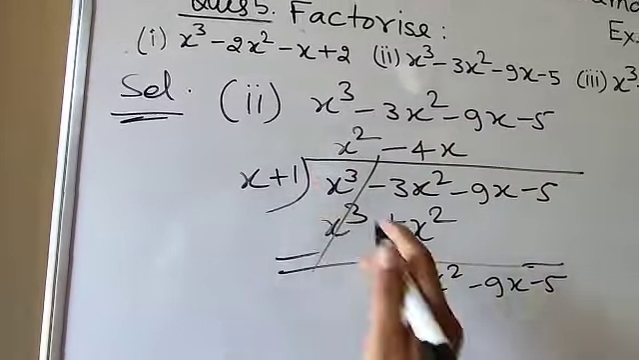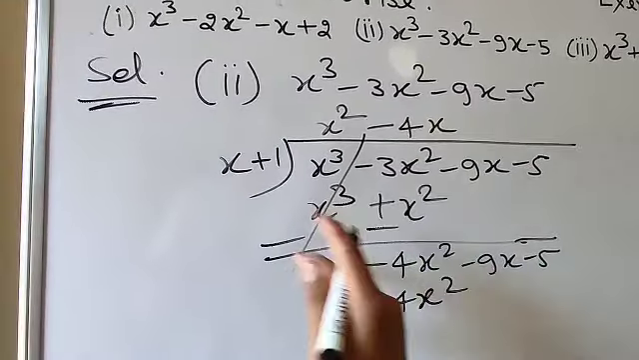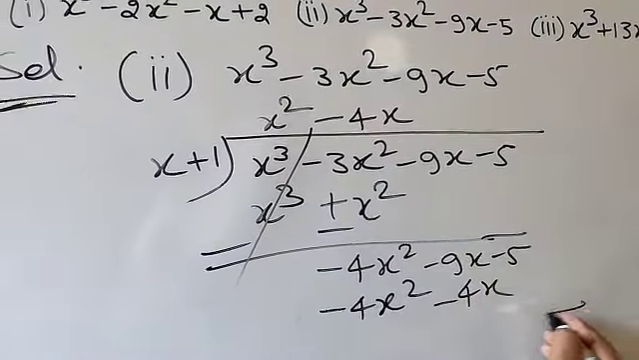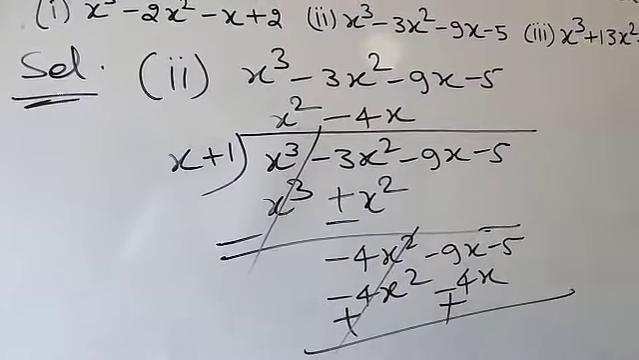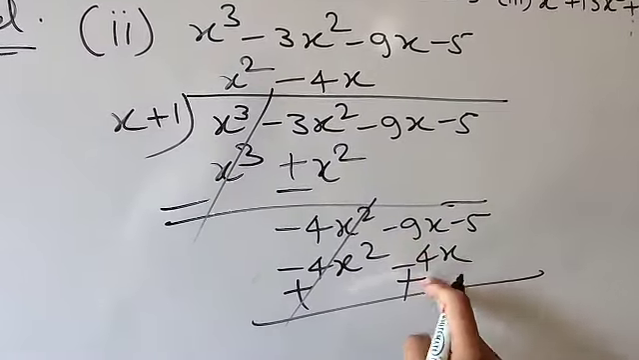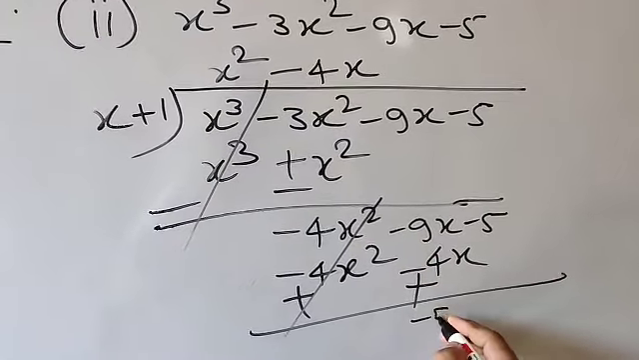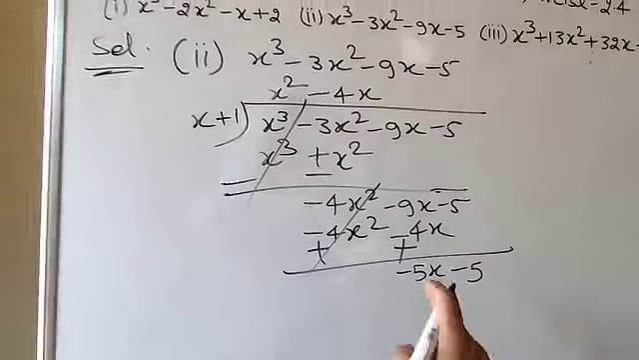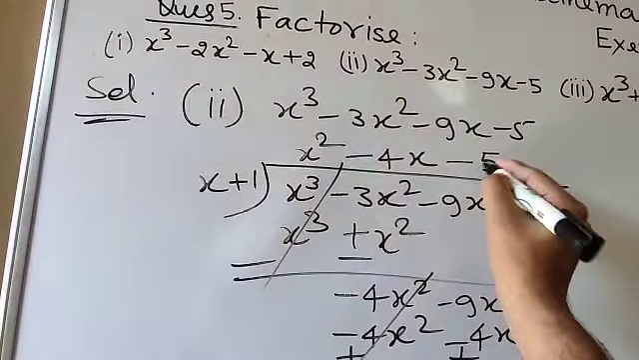Minus 4x into x equal to minus 4x square. You are going to get the same value, 1 into minus 4x, minus 4x. Then here it is plus, here it is plus. It is going to be cancelled. Minus 9x plus 4x equal to minus 5x. And here it is minus 5, so that will be minus 5. Now here it is minus 5x, so it will be minus 5 times.